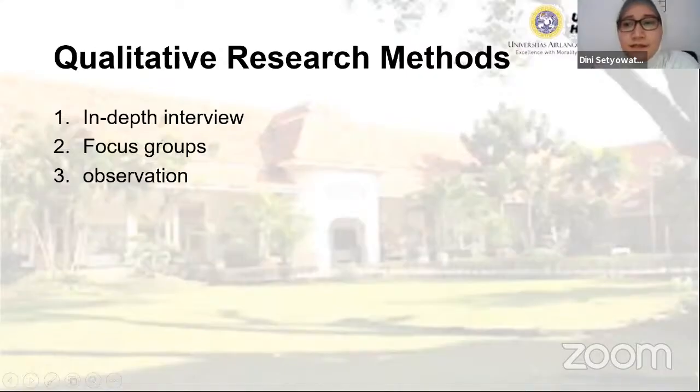Like quantitative research, qualitative research is also empirical research. This means that qualitative research also uses evidence to gain knowledge as the research outcomes. There are three most common methods for collecting evidence or data in qualitative research. They are in-depth interview, focus group discussion, and observation.